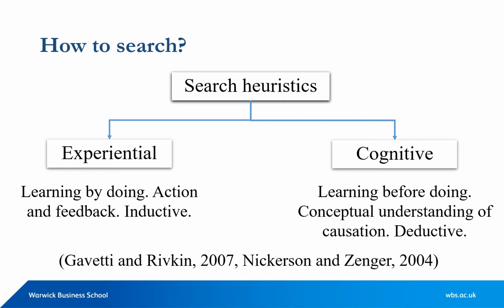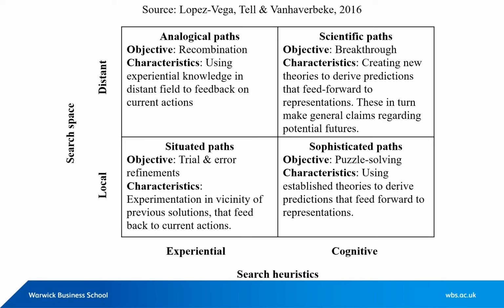The other way is cognitive, which is a deductive approach. Here, the firm focuses on understanding and establishing causation. Therefore, it does learning before doing. If we create a 2 by 2 framework using search space and search heuristics, we get 4 types of learning paths as shown in this picture.